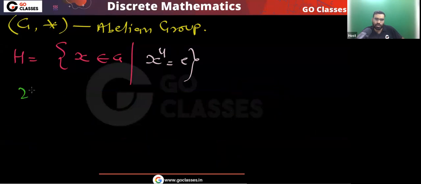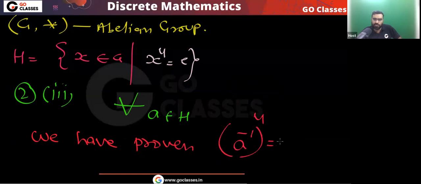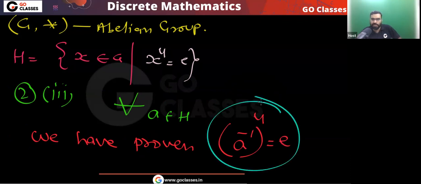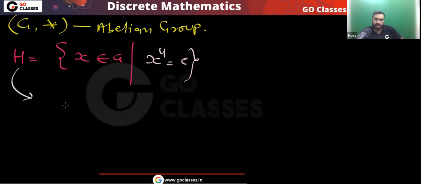Tell me what we have done. Remember, this is what we have proven: for all A belonging to H, we have proven that A to the power of minus A inverse power 4 is equal to the identity element. That automatically means A inverse belongs to H, so the inverse property is also satisfied. So I can say this H is a subgroup of G.